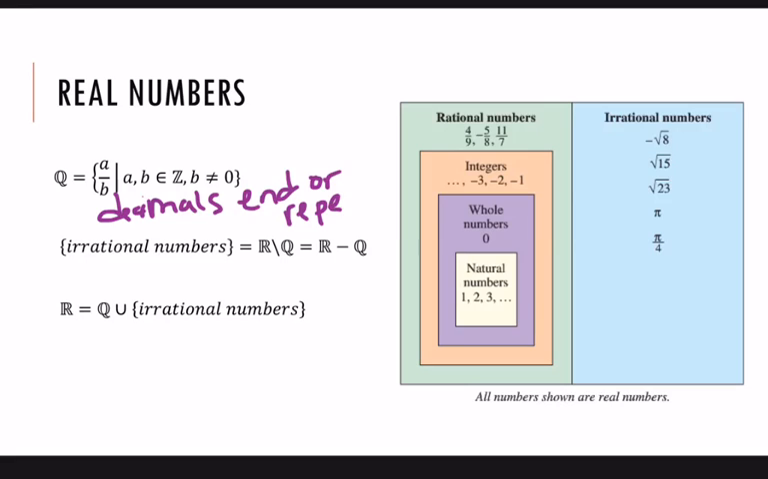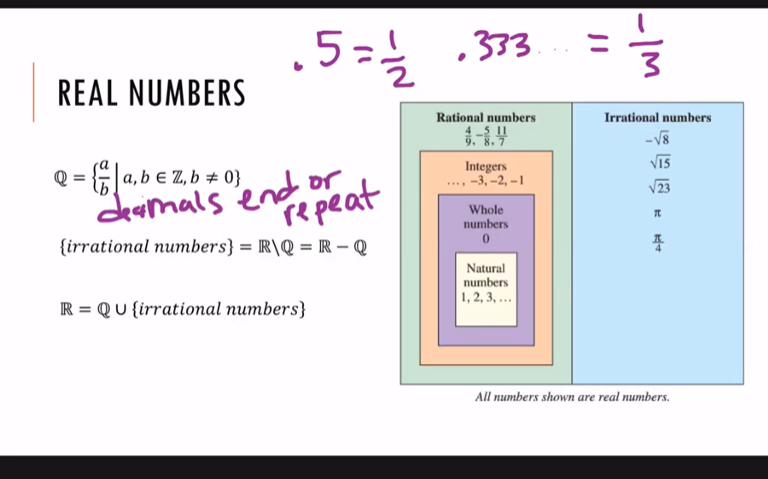End or repeat. Alright, so examples would be like 0.5, because that's a fraction, 1/2. Things like 0.333 repeating. As a fraction, that's 1/3. So anything that ends or repeats can be written as a fraction.